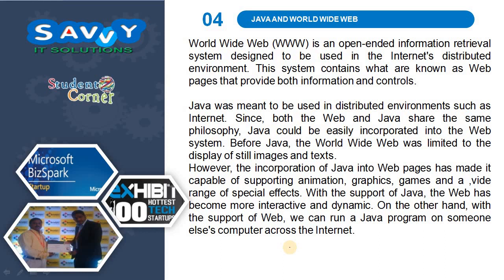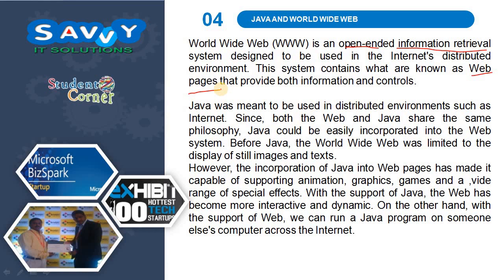Java and World Wide Web. The World Wide Web (WWW) is an open-ended information retrieval system designed to be used in the Internet's distributed environment. This system contains what are known as web pages that provide both information and controls. Java was meant to be used in distributed environments such as the Internet. Since both the web and Java share the same philosophy, Java could be easily incorporated into the web system.